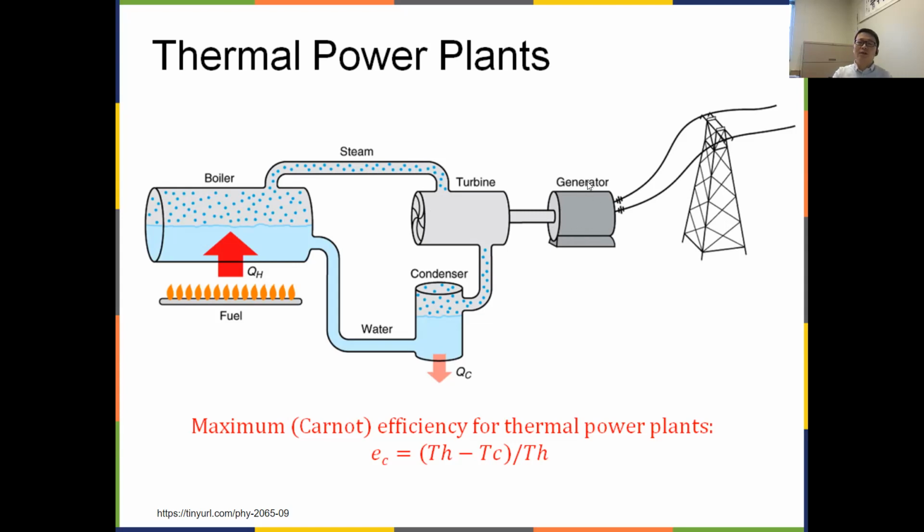Which generates electricity for usage. And then the returning steam is condensed through this reservoir over here, which is the cold reservoir. So hot reservoir here, cold reservoir, and this is the engine. So the maximum efficiency for this thermal power plant will be TH minus TC over TH, okay?